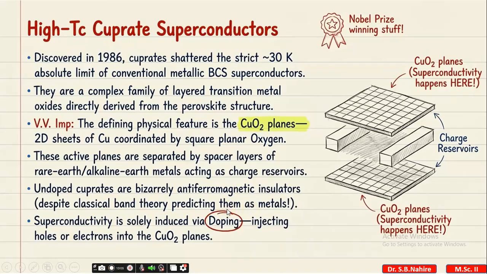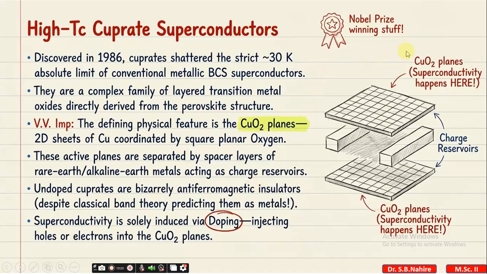Now the most important concept. Superconductivity is induced only by doping. Doping means introducing holes or electrons into the CuO2 planes. This injection of charge carriers enables superconductivity. Now look at the diagram on the right side.